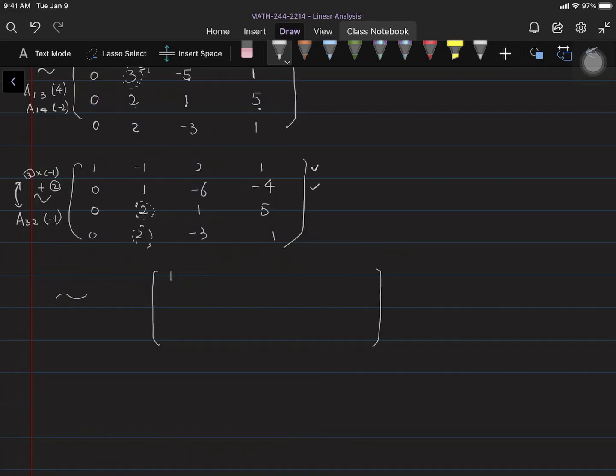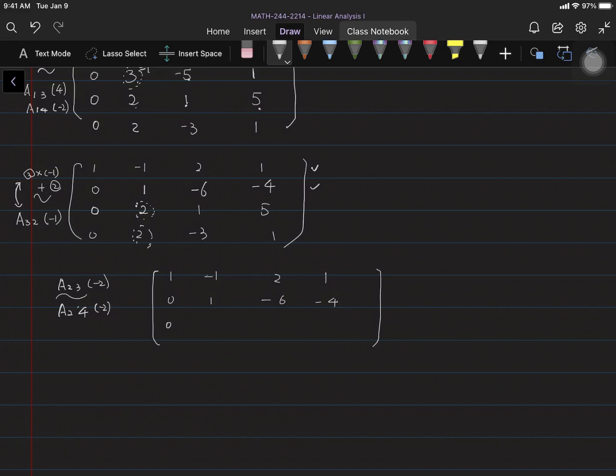Okay, so we do the same as before. The first row and the second row, actually we don't change anything, they already satisfy the row echelon form. And we use the second row times negative 2 added to the third row. And the same thing, second row times negative 2 added to the fourth row.